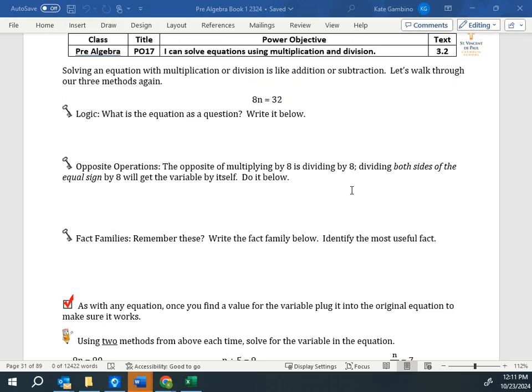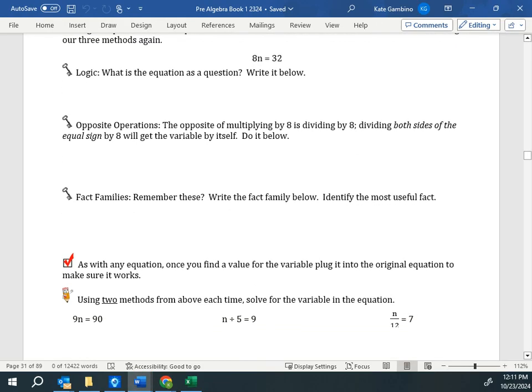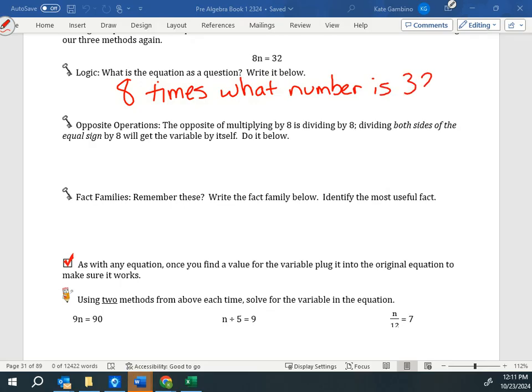So logically, what question are we asking with that? Eleanor? 8 times what number is 32? Exactly. 8 times what number is 32? Now, when it is a simple equation like this, we know our multiplication facts, we can think of that answer right away and not have to work out our problems.